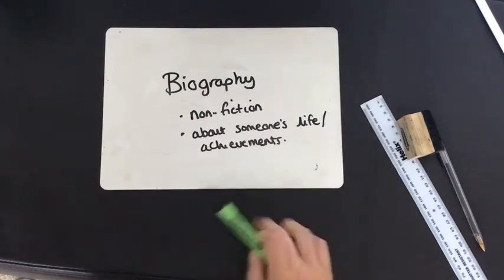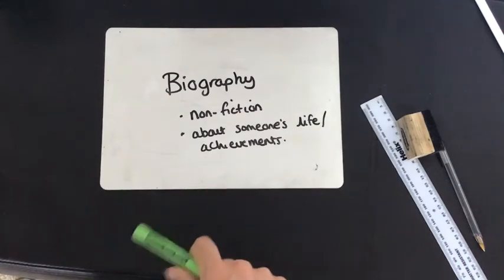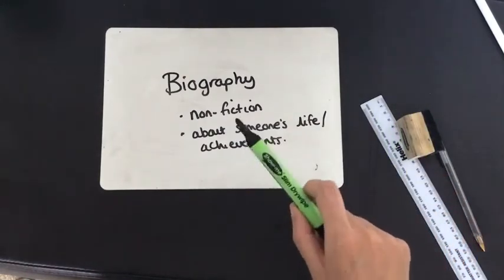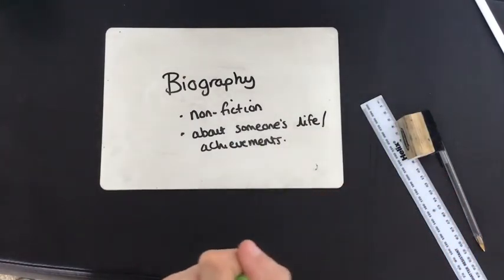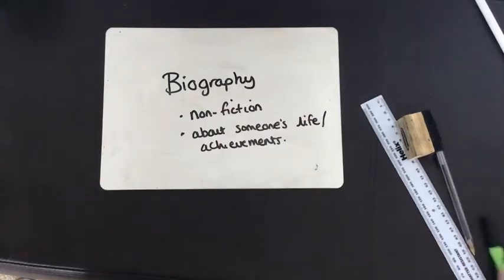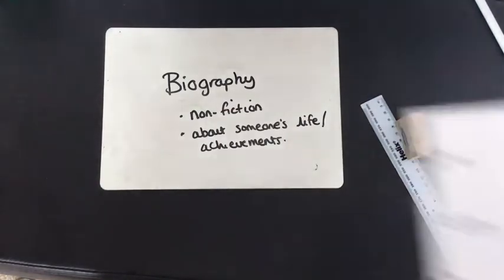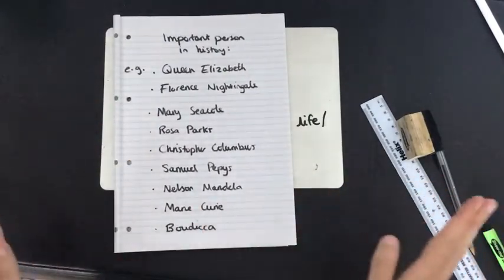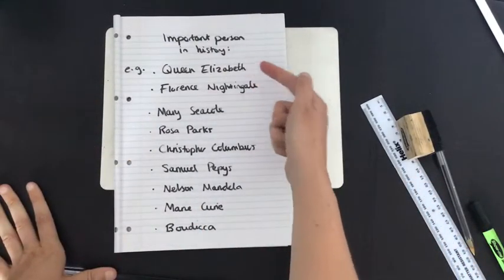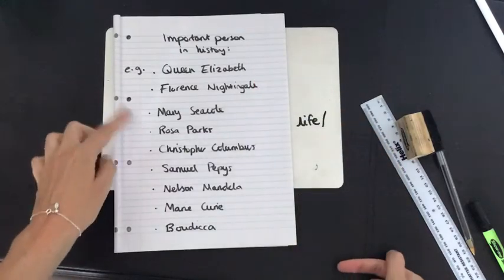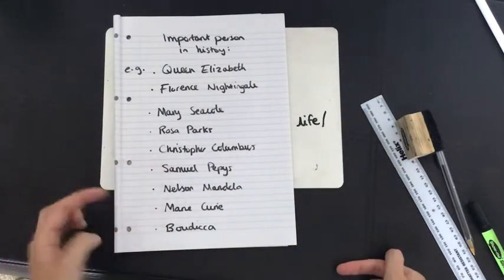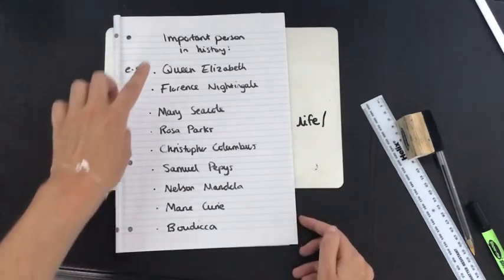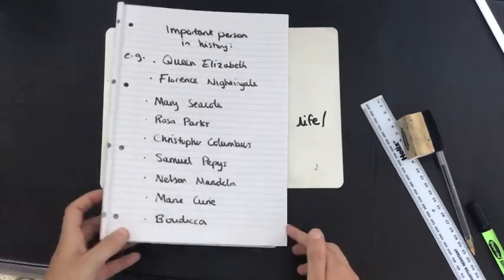And I thought that I would leave it up to you to decide who you would like to write your biography about. But I thought what might be a nice idea is to pick somebody important in history. So I've got some ideas for you of some people who you might want to write about, but it's completely your choice. So you might write about Queen Elizabeth, Florence Nightingale, Mary Seacole, Rosa Parks, Christopher Columbus, Samuel Pepys, Nelson Mandela, Marie Curie, or Boudica. It's up to you. Pick one of these or pick somebody else.